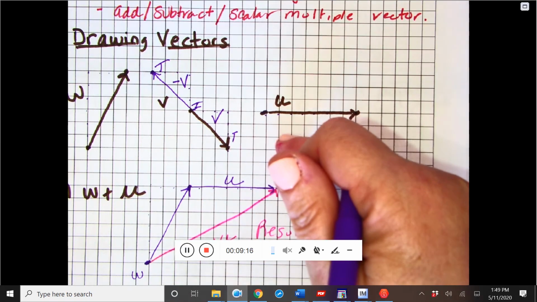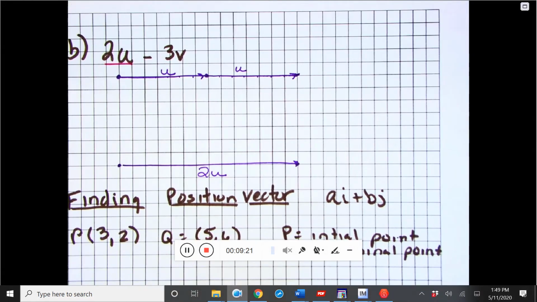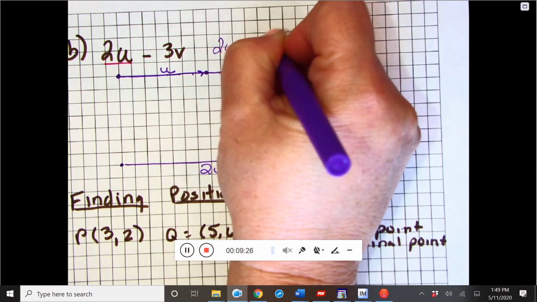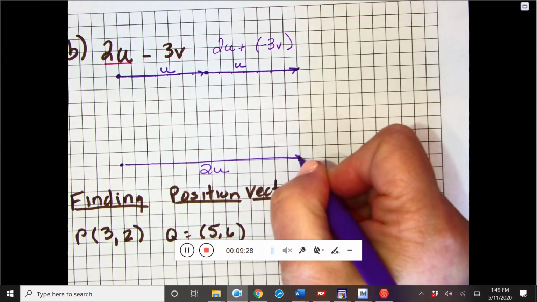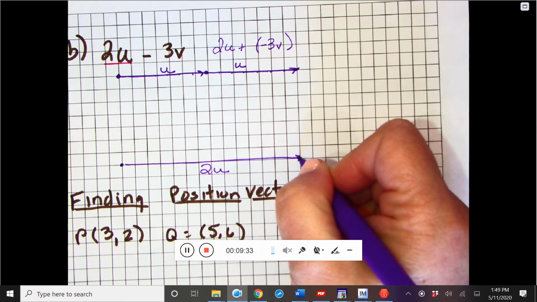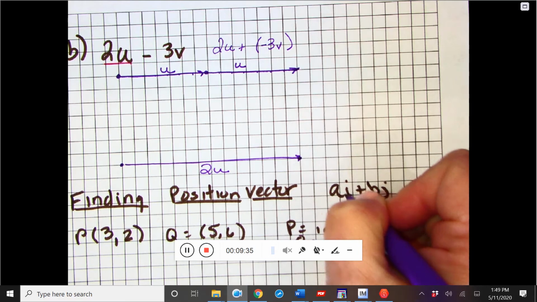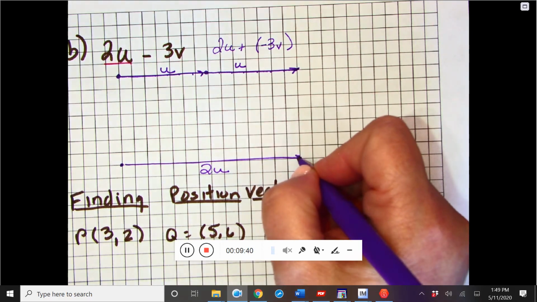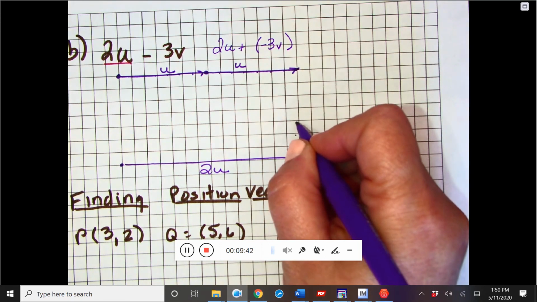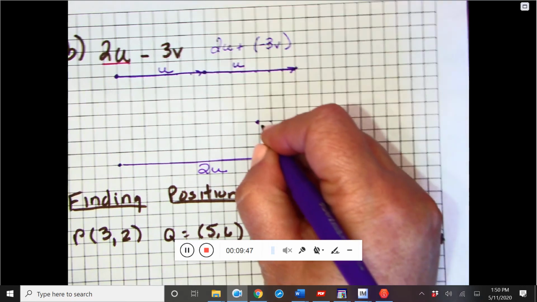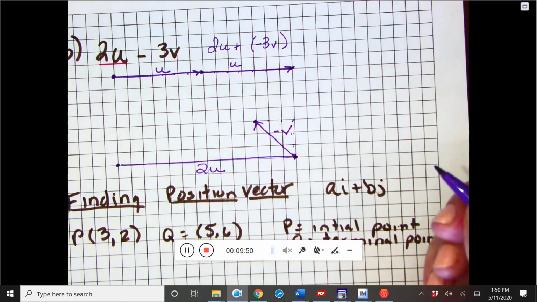So what I need to do when I want to subtract 3v, what I really am doing is adding negative 3v. So from here, I'm going to add 3 of the negative. Now remember, vector v went down this way. So negative v is going to go that way, and I need to do 3 of them. So up 1, 2, 3, 1, 2, 3. There's 1 negative v, and then I need to do it.